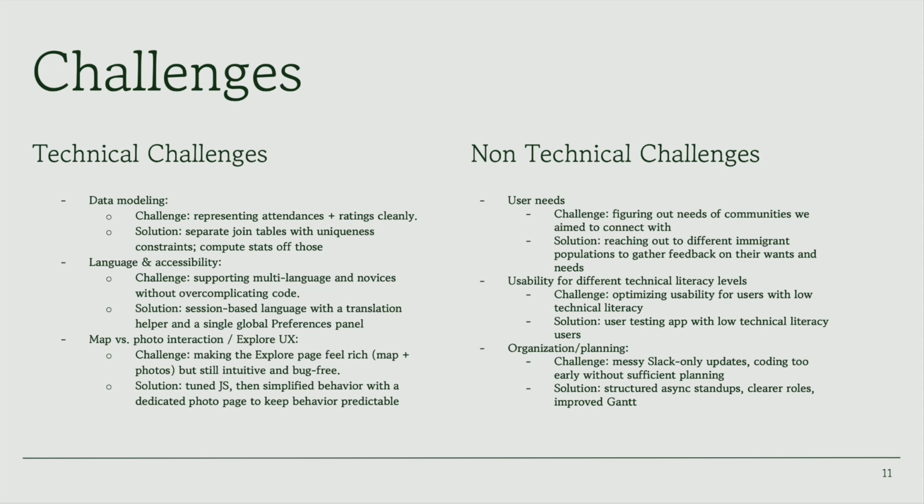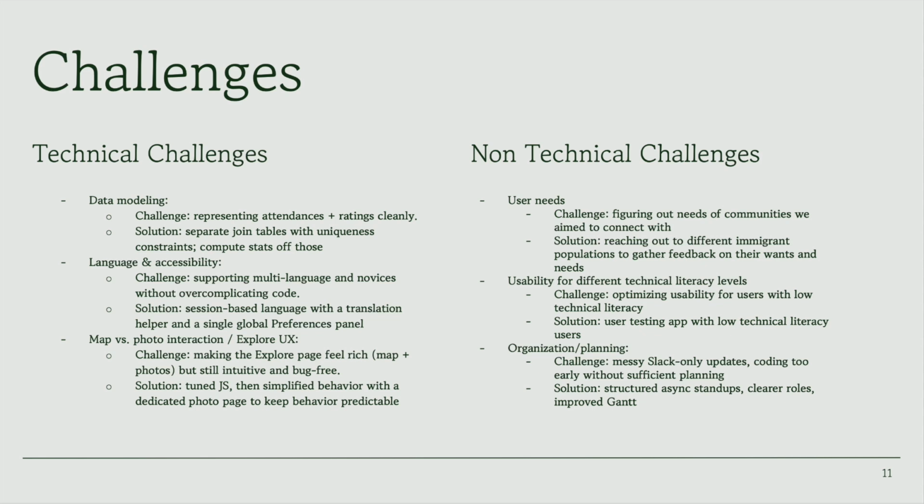Another issue we had was the map versus photo interaction and the Explore UX. It was tough to make the Explore page feel rich and intuitive. We wanted the users to be able to spend time there and interact with different events that they were looking at. The way we fixed this is making the JavaScript a little bit more fine-tuned, simplifying the behavior so that it wasn't trying to display all the images and the map at once. And that got rid of a lot of the bugginess in that issue.